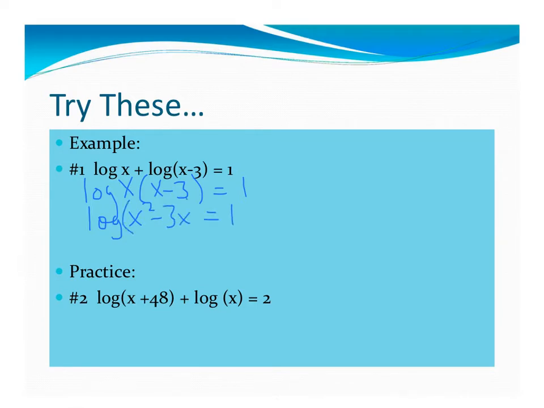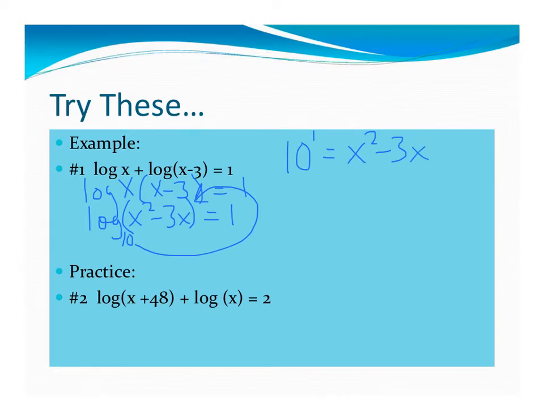So I'm going to close those parentheses. Alright. Well, that's fun. Now, I really have log base 10, right? That's what's implied there when there's no base written. I'm going to put this into exponential form. So I'm going to have 10 to the first, which is 10, equals x squared minus 3x.